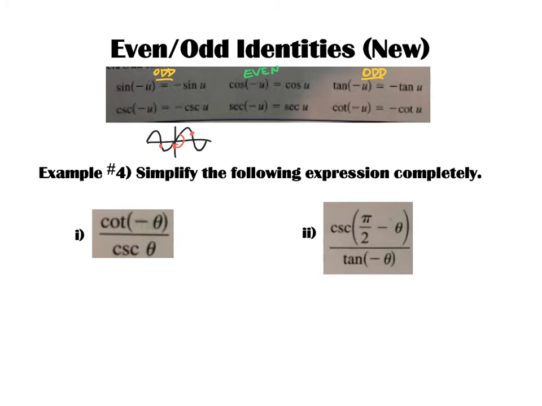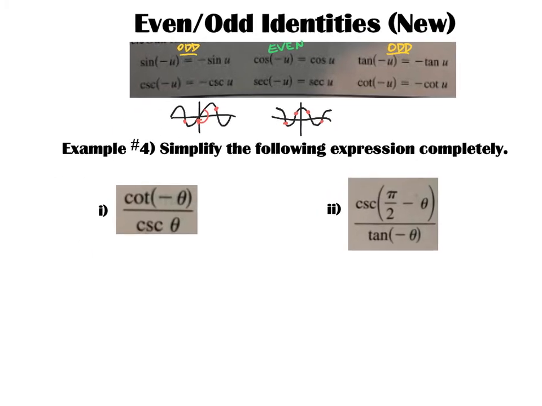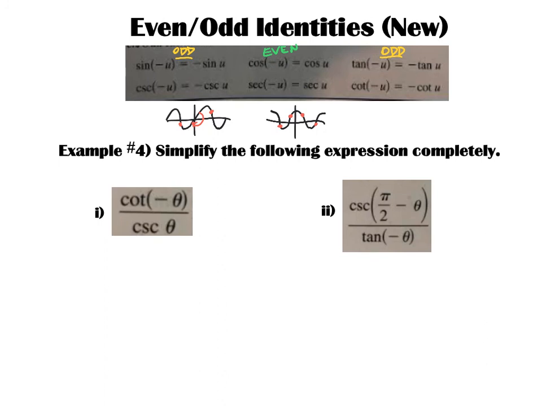Sine of negative u is equal to negative sine of u, whereas cosine and secant are even functions. So if I were to sketch cosine, not perfect, but it's okay, you can see that the outputs for positive x and negative x match up. Therefore, it has y-axis symmetry, making it an even function. Okay, so let's simplify the following expressions completely. Looks like we've got multiple identities in the second one.